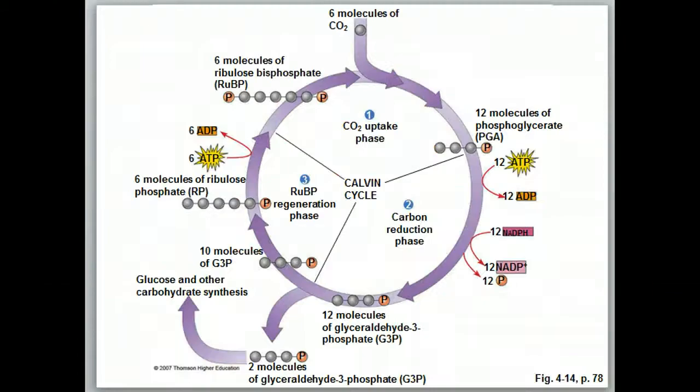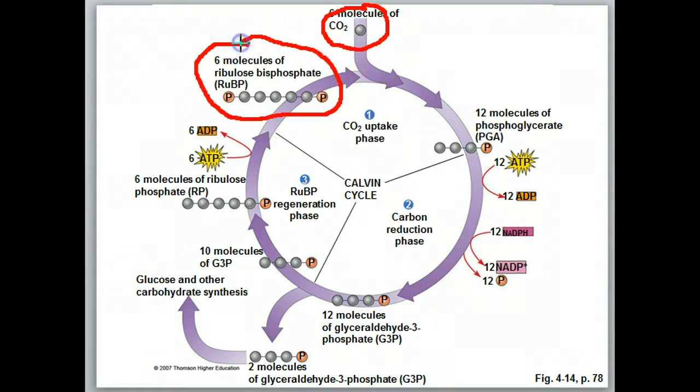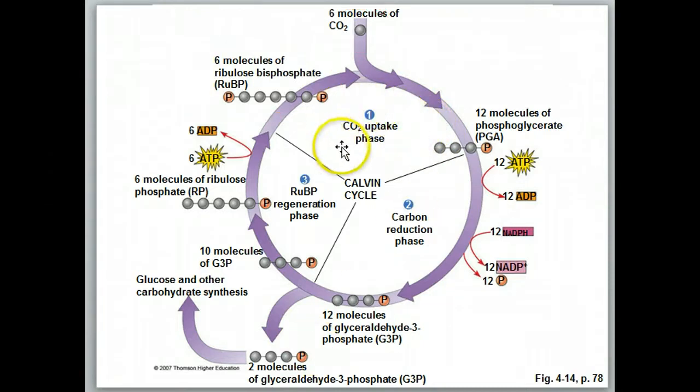Okay, let's look at the diagram here and notice what happens during the Calvin cycle. We're going to have carbon dioxide enter this Calvin cycle. Carbon dioxide is going to be picked up by a compound here called ribulose bisphosphate. Big old long name. And ribulose bisphosphate has 1, 2, 3, 4, 5 carbons, picks up carbon dioxide and makes a 6-carbon compound, which immediately forms a 3-carbon compound. So this part of the cycle is called the carbon uptake phase.